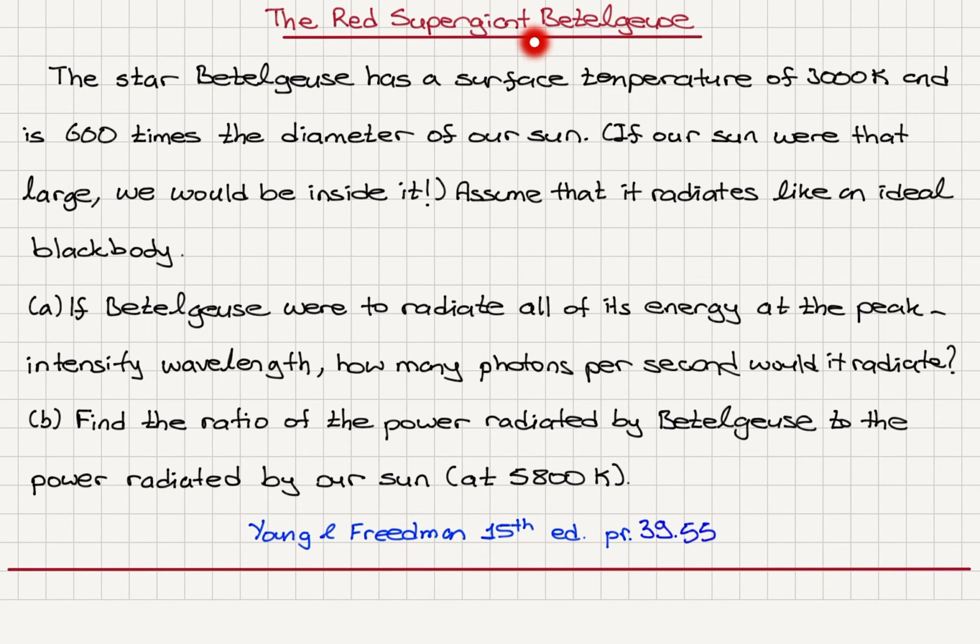The red supergiant Betelgeuse. The star Betelgeuse has a surface temperature of 3000 Kelvin and is 600 times the diameter of our Sun. If our Sun were that large, we would be inside it. Assume that it radiates like an ideal black body.